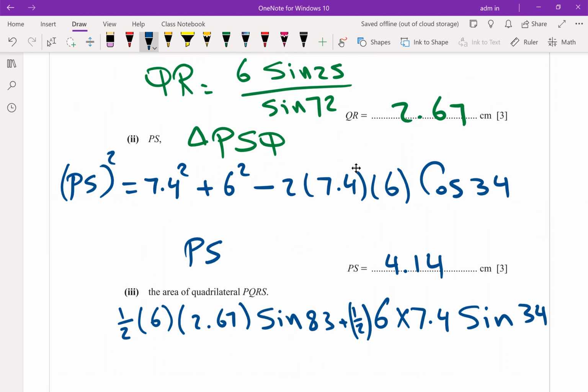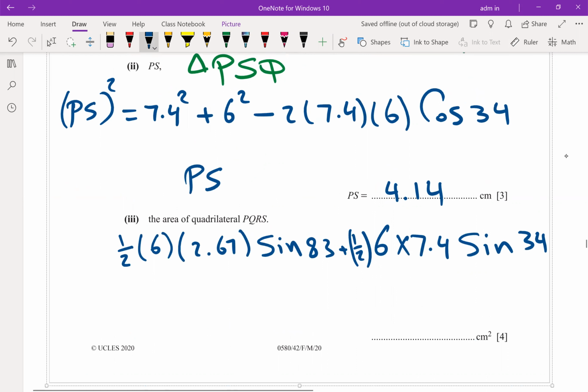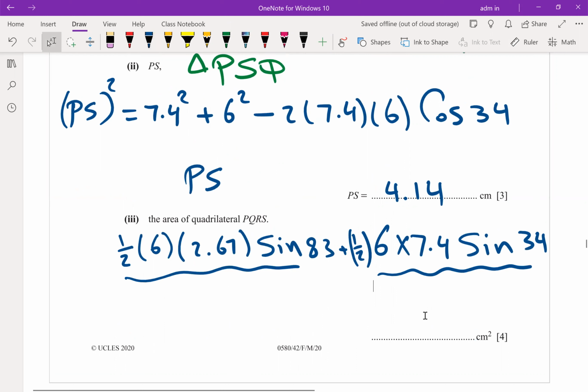Give me the final answer. You can find the area of each first, calculate the area of the first one, calculate the area of the second one, then add. What is the final answer? 20.4. 32.4, correct.